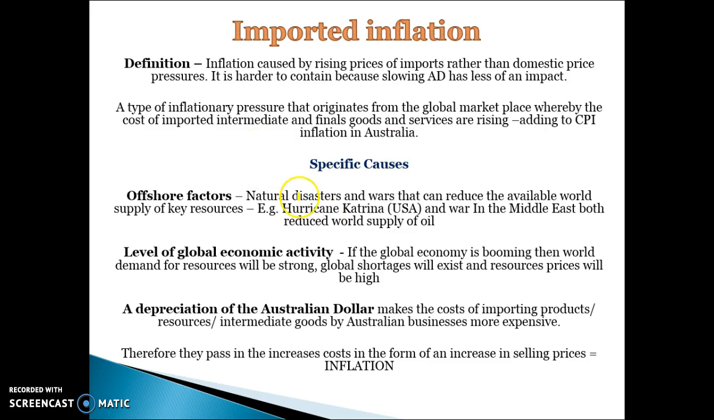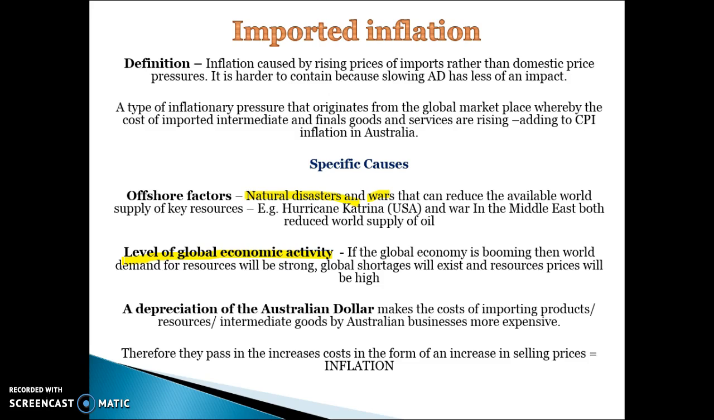So imported inflation is inflation that typically originates from higher costs of imported intermediate goods, which hurt the CPI. Causes of imported inflation include natural disasters overseas and wars overseas, particularly those that can raise oil prices. If economic activity overseas is booming, there's lots of demand for resources, so it costs us more to buy resources from overseas.